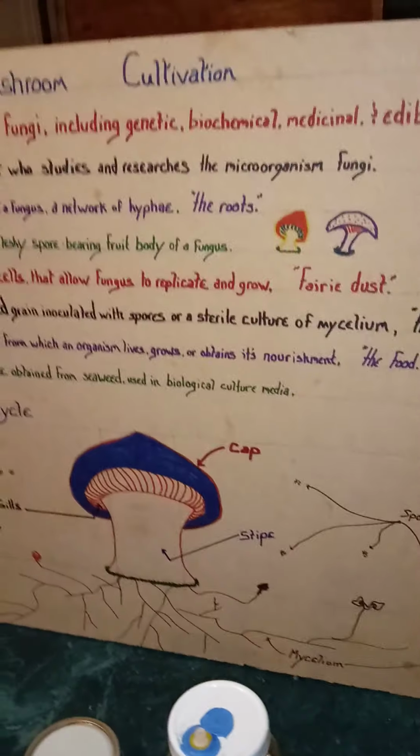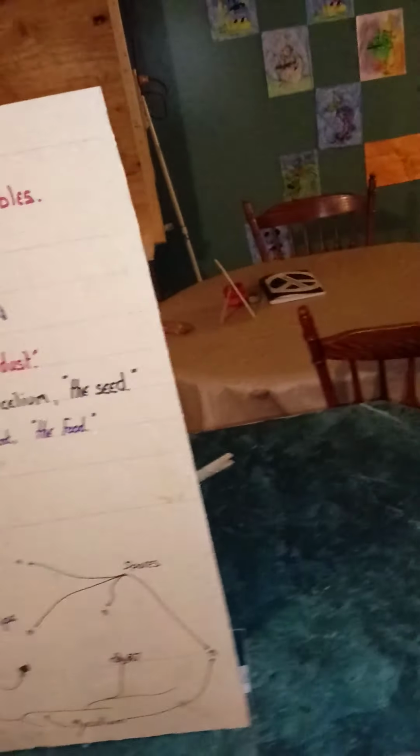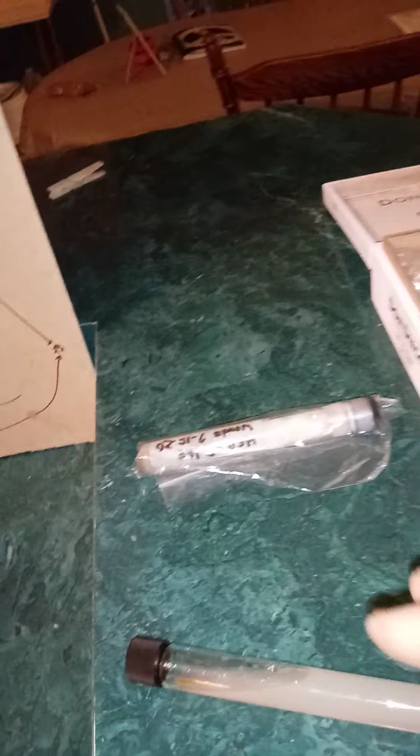Then when you want to preserve your species, you go to an empty master slant tube, which this is it. Difference between this and this, or this, or this, is it has less nutrients, meaning that you're putting it into hibernation.